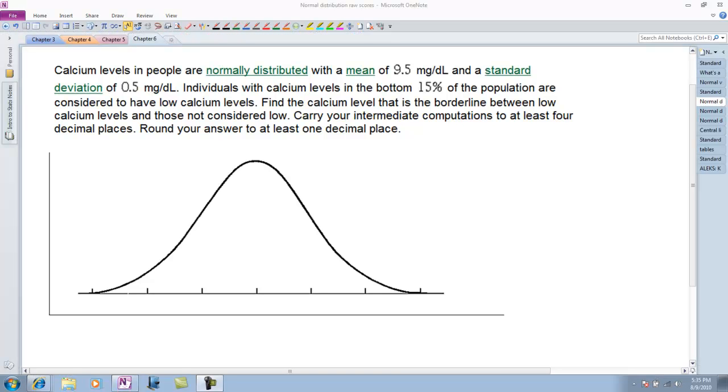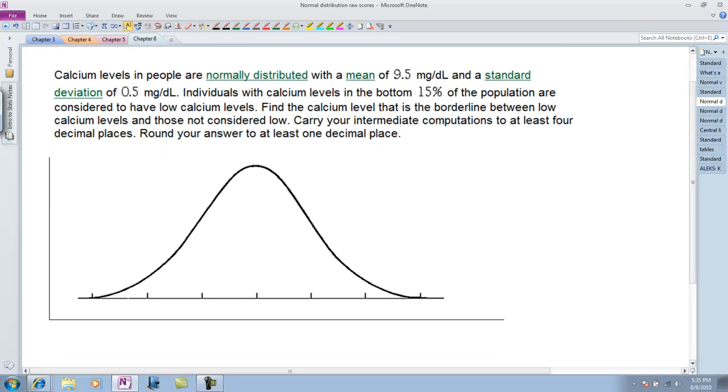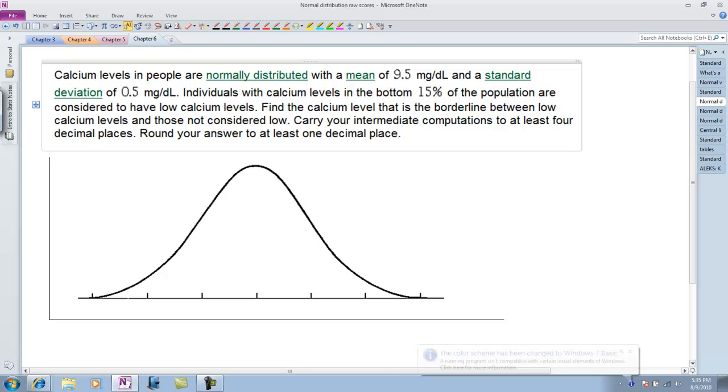We're going to talk about normal distribution, raw scores. Calcium levels in people are normally distributed with a mean of 9.5 milligrams per deciliter and a standard deviation of 0.5 milligrams per deciliter. Individuals with calcium levels in the bottom 15% of the population are considered to have low calcium levels. Find the calcium level that is the borderline between low calcium and those not considered low. Carry your intermediate computations to at least 4 decimal places. Round your answer to at least 1 decimal place.